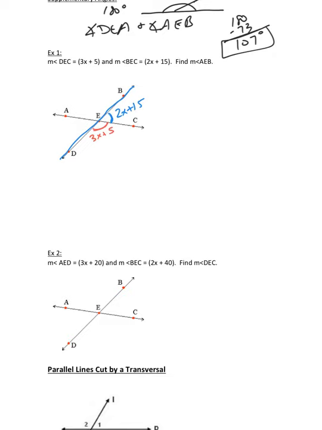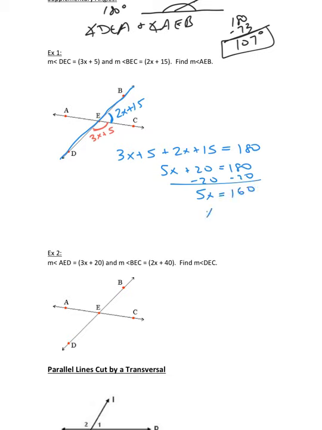So together they're supplementary. So what you do is you take the two expressions and you add them up and you say these must add up to 180 degrees because they're supplementary. And then you combine like terms. 5x plus 20 equals 180. Subtract the 20. 5x equals 160. Divide by 5. X equals 32.